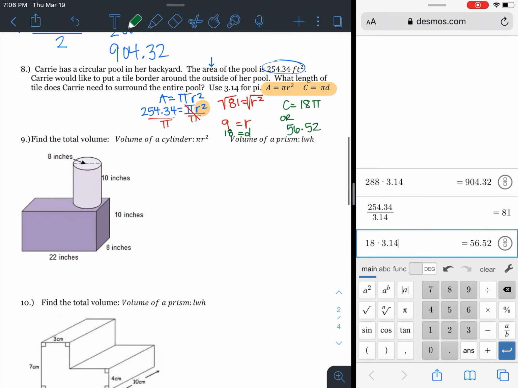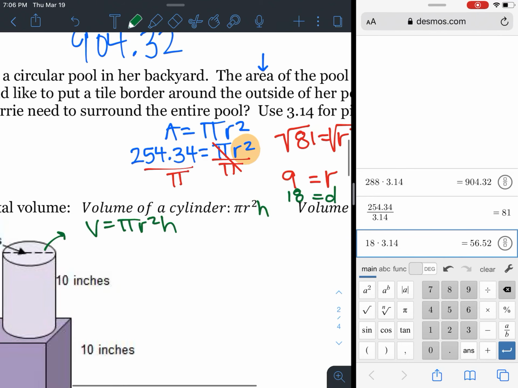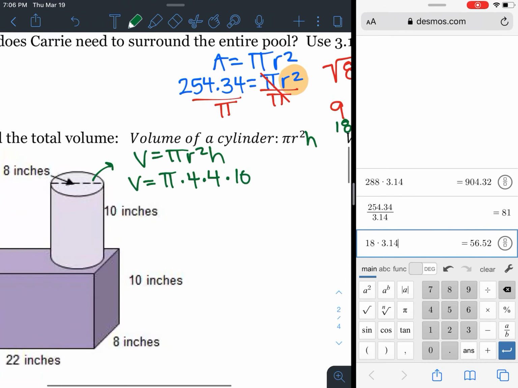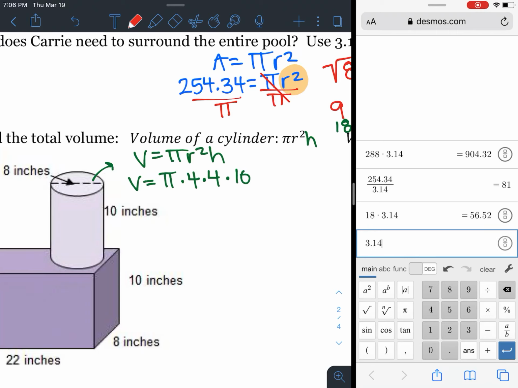Complex shapes. So for number 9, you're finding the volume of the top, the volume of the bottom, and adding them together. For the top, pi r squared h. The h didn't come through here. So volume equals pi times the radius would be 4. All the way across is 8, so the radius is 4. The height is 10. Since the bottom shape is not going to be in terms of pi, you need to actually multiply. So 3.14 times 4 times 4 again because it's squared, times the height 10. So the top part is 502.4.